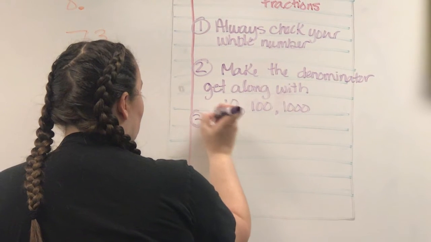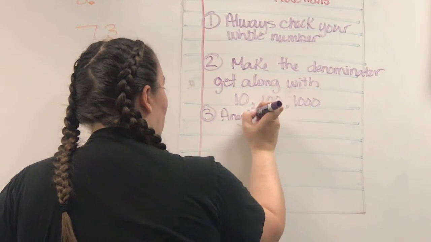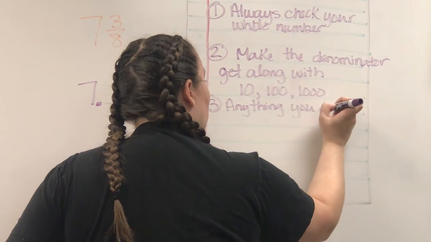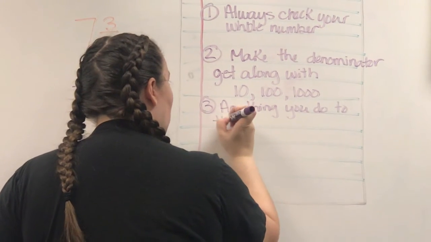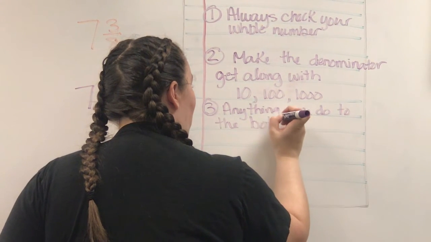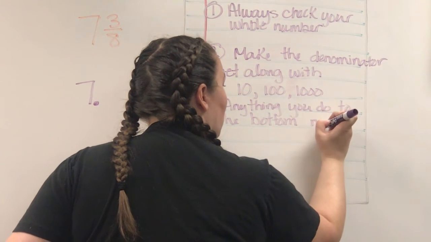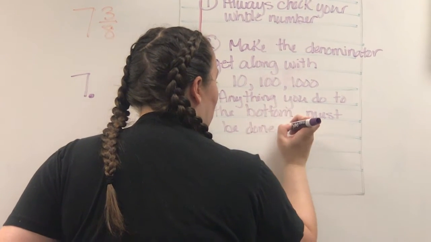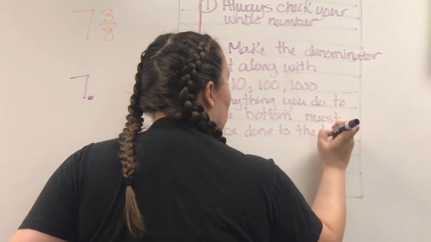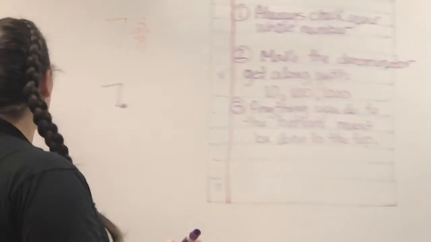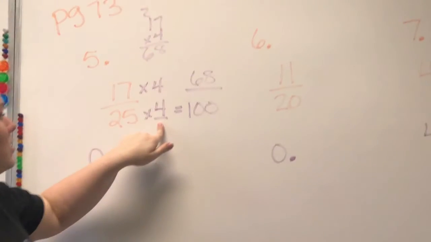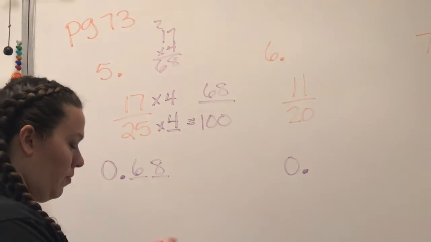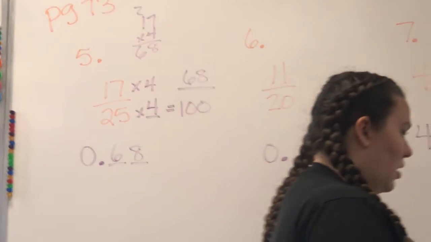Rule number 3. Anything you do to the bottom must be done to the top. An example of that is I multiplied this times 4. That means I had to multiply that times 4. I'm going to change my marker because it's kind of fading.